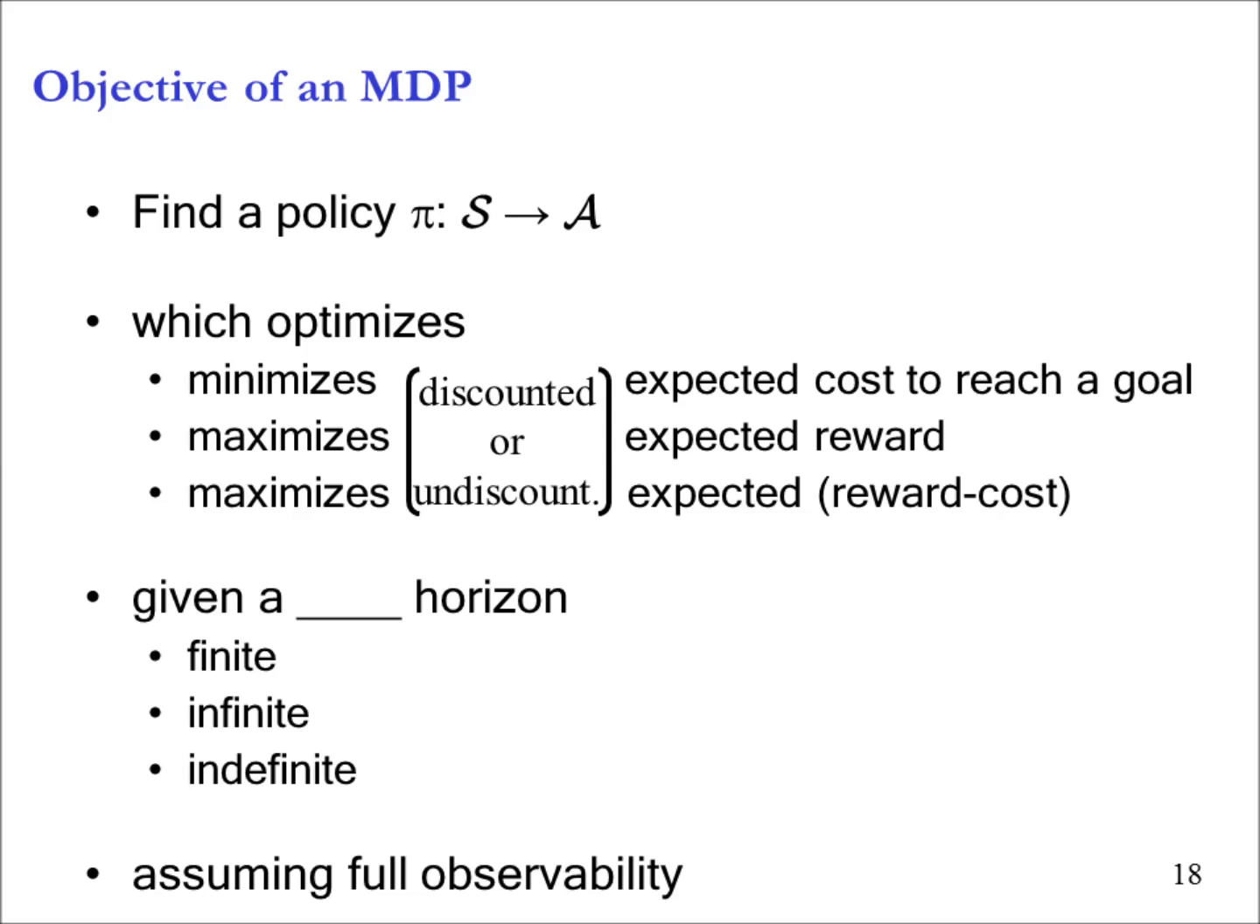Now, depending upon the MDP we are in, it will be maximizing the reward, expected reward, or minimizing the cost, or maximizing the reward minus cost, or whatever it is. All of these are reasonable models, all of these are similar, can be easily handled. So, nothing to worry about.